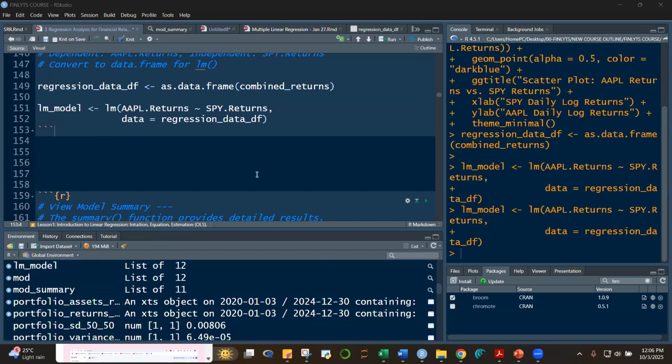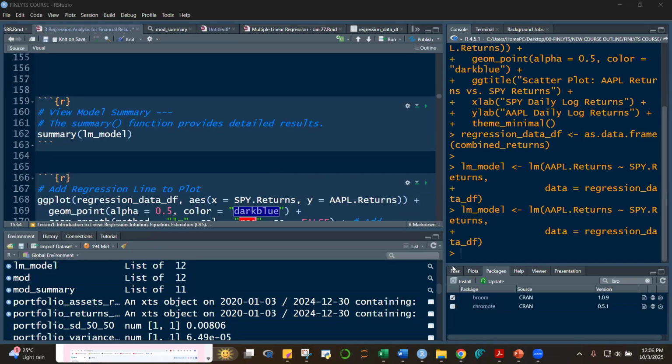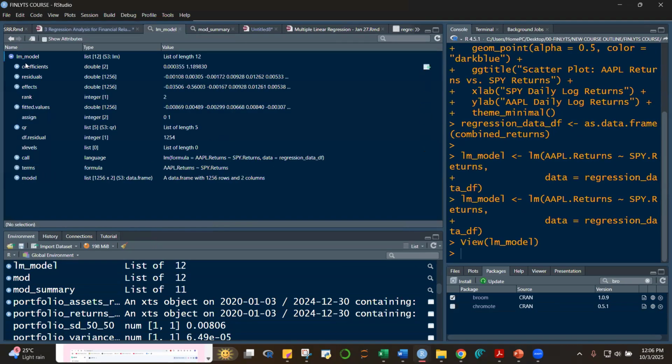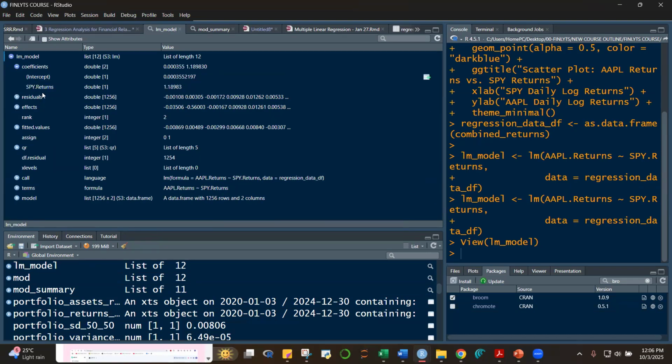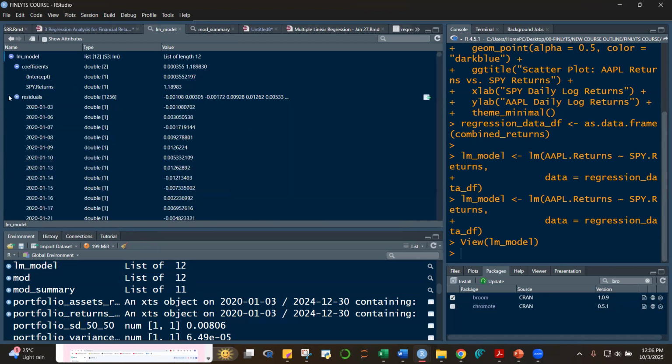Okay, good. All right, so if we click this class LM model, it contains much information, many outputs. For one, it contains the coefficients. If you click this, you'll have the intercept and the SPY returns, their values. You can also find here your residuals. Remember, the residuals are the differences between your actual value and your predicted value.